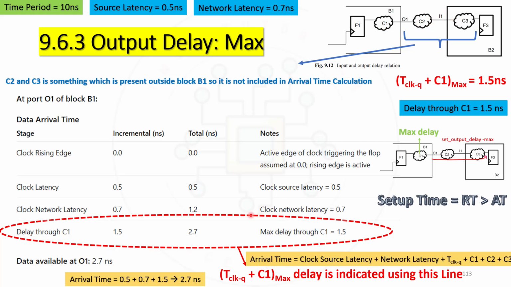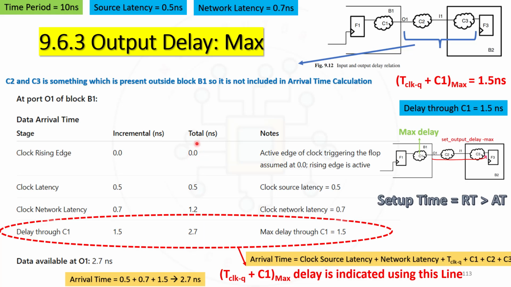And here this red colored line, I mean this circled one, indicates clock to Q delay followed by C1 which is maximum. So for this clock to Q delay followed by C1 max, the value which we are taking is 1.5 nanosecond. See this point, here this max delay we have to consider. So delay through C1, here we are taking the max value, which we are assuming as 1.5. So this 1.2 will get added up with this 1.5 and I'm getting total delay as 2.7 nanosecond. So data available at O1 is 2.7 nanosecond. At this point, data will be available by 2.7 nanosecond.